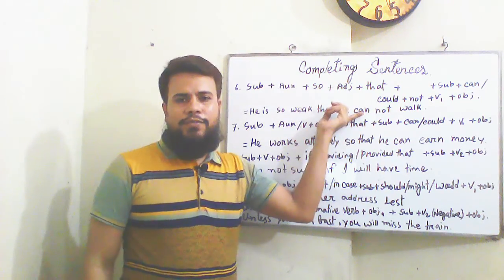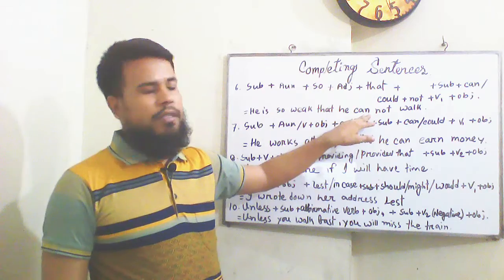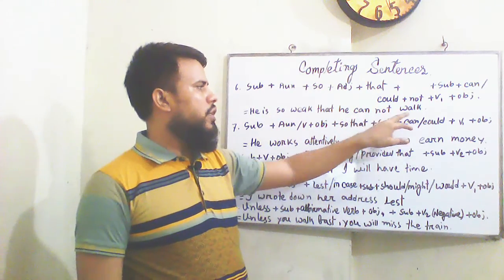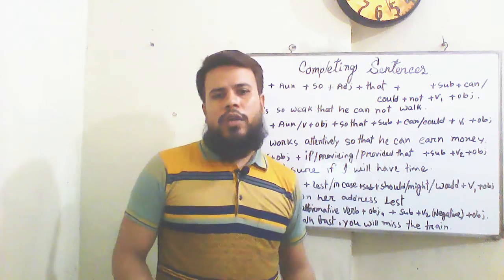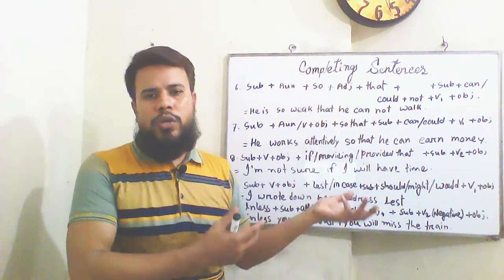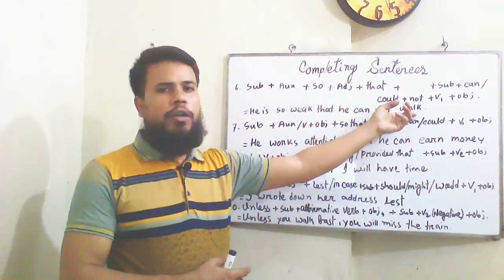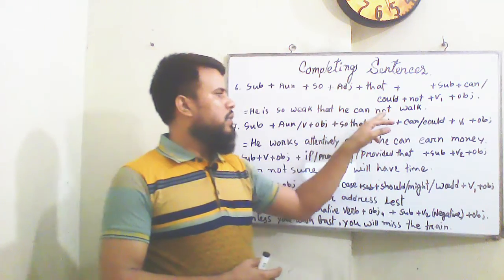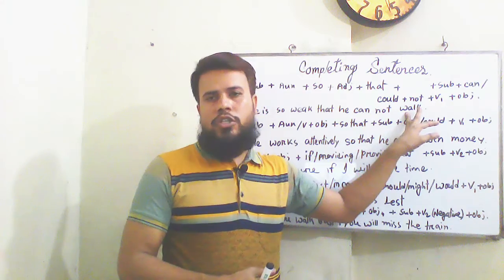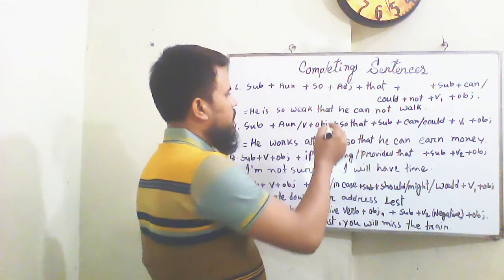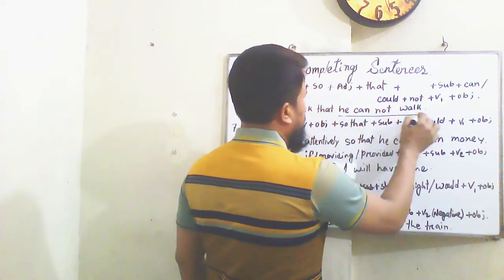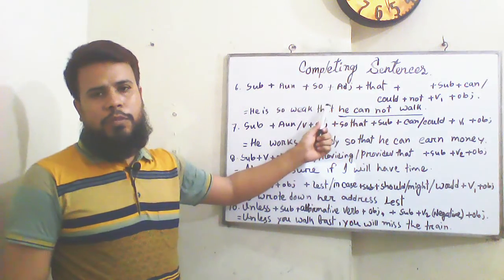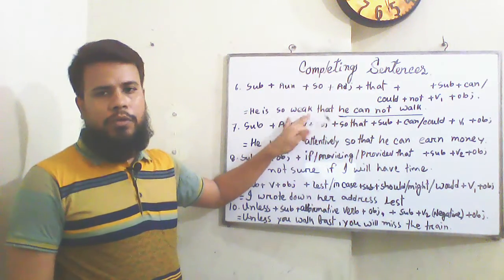For present form, you may use "can" here. I have used "can" for "is, and then not, and then verb 1: work." You may write down more words after verb 1. He is so weak that he cannot work. This sentence is here, dash. You may not find this part in your question paper.